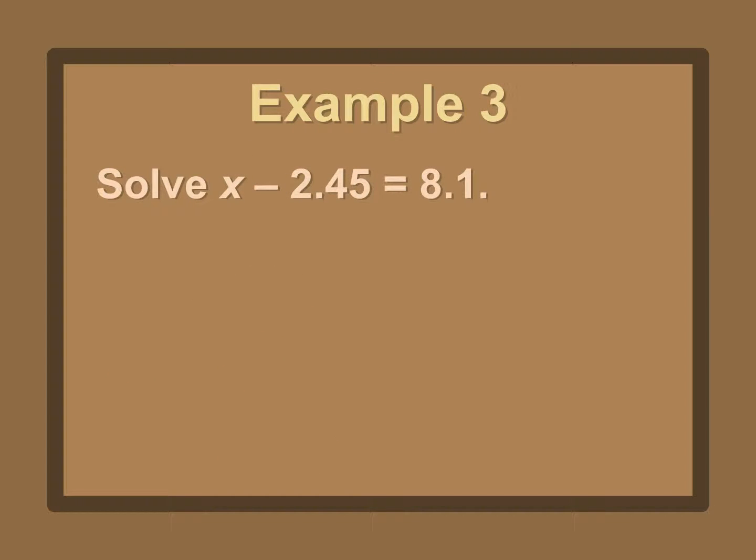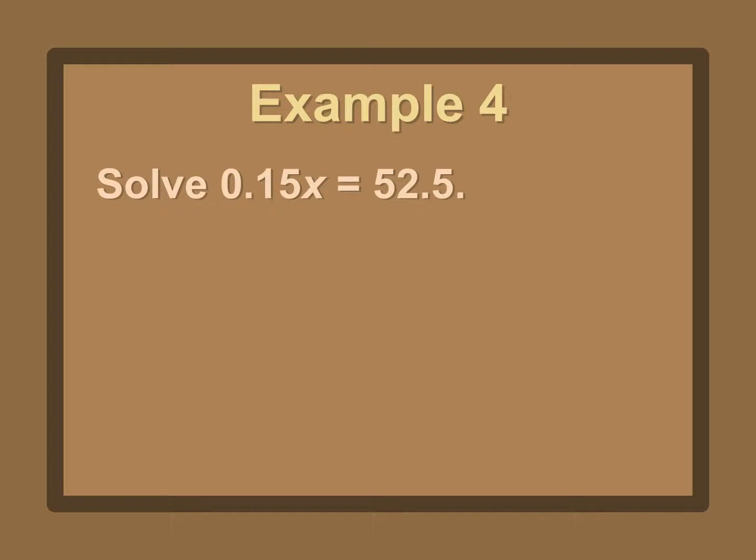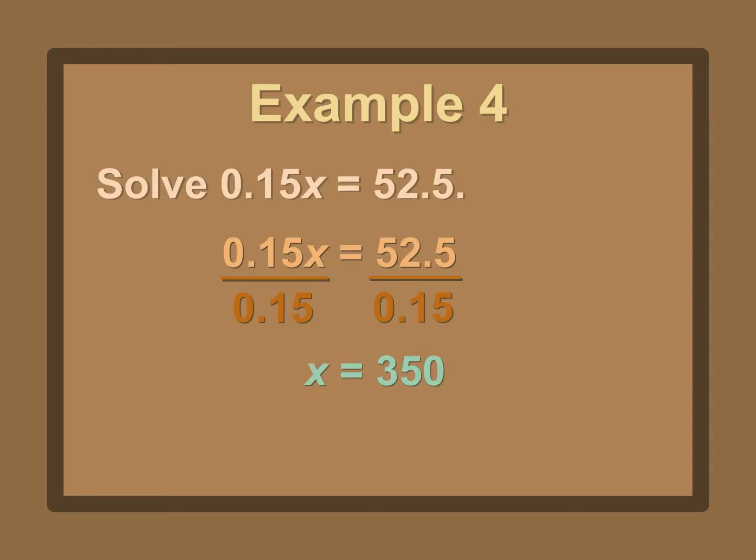Here is our next example. x minus 2.45 equals 8.1. For this one, we'll just add 2.45 to both sides, and then we get the answer x equals 10.55. Our next example is 0.15x equals 52.5. For this one, you're multiplying 0.15 by x. So to solve for x, to undo that, you're going to divide both sides by 0.15. So 52.5 divided by 0.15 is 350.